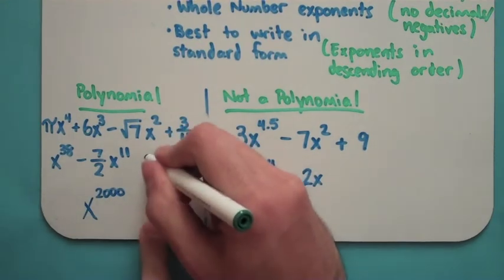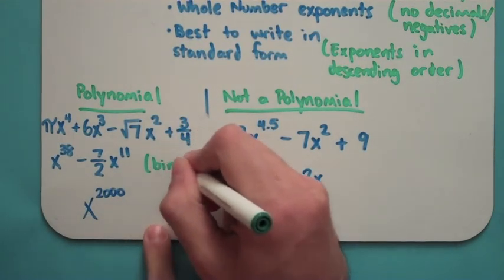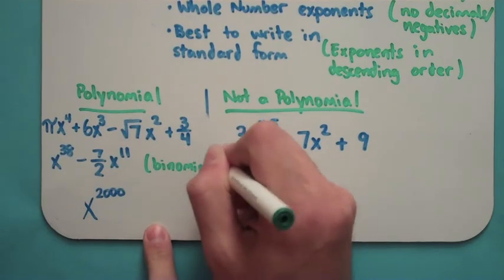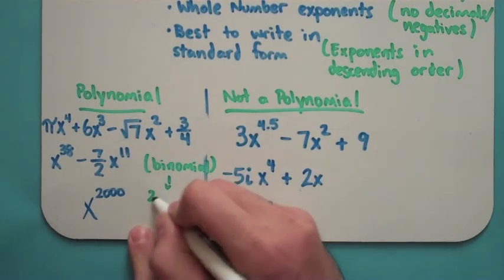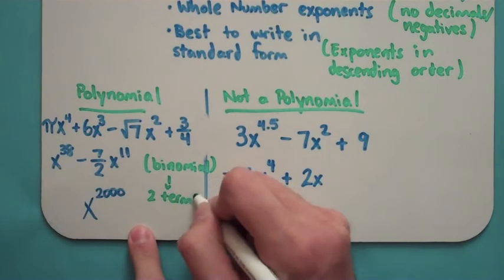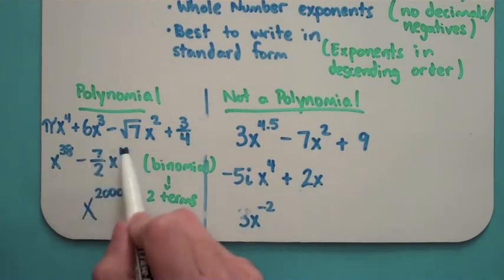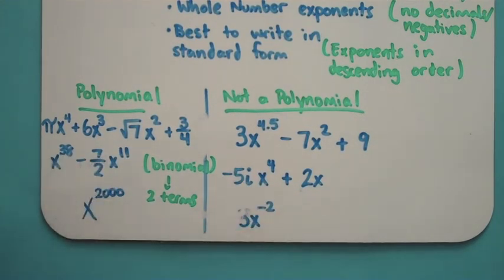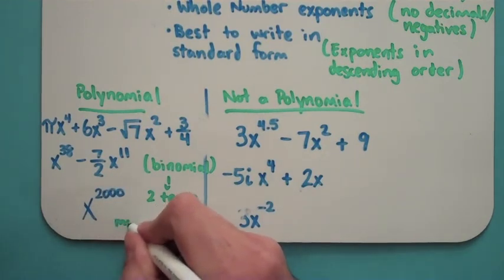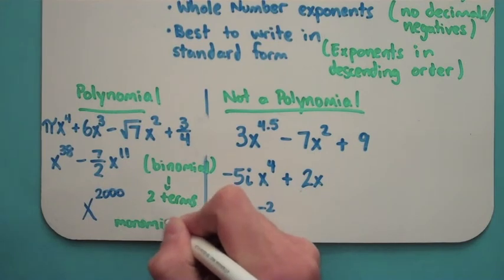The second example has 2 terms. Two terms, by the way, is called a binomial. I think I've mentioned that already, but just in case you haven't seen it yet, a binomial has 2 terms. And this is a polynomial: whole number exponents, and no i's in the coefficients. This one right here at the bottom is also a polynomial. It's called a monomial because it has 1 term.